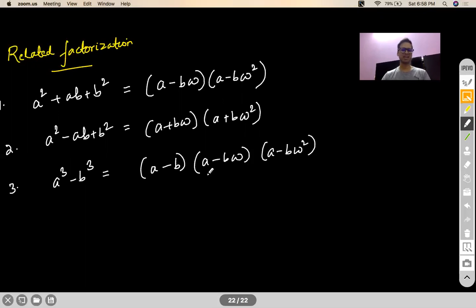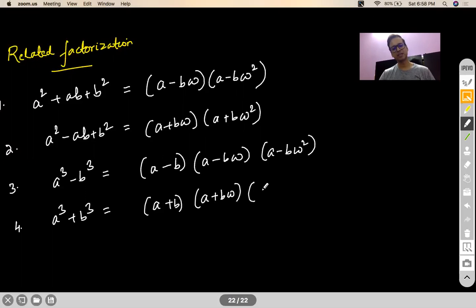Now don't stop at a square plus ab plus b square. Okay, so given that you have learned this, you can apply this to this case, correct? Similarly, I can say a cube plus b cube can be written as a plus b, a plus b omega and a plus b omega square.